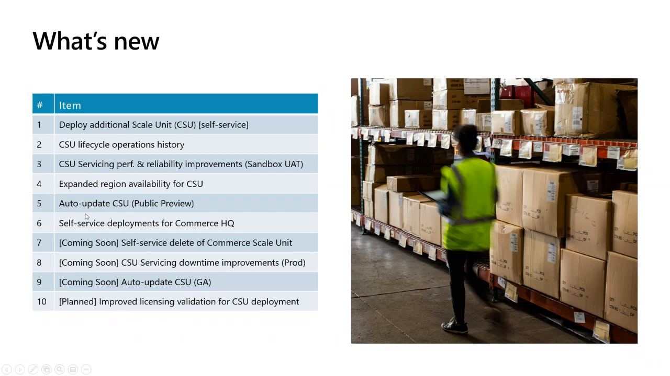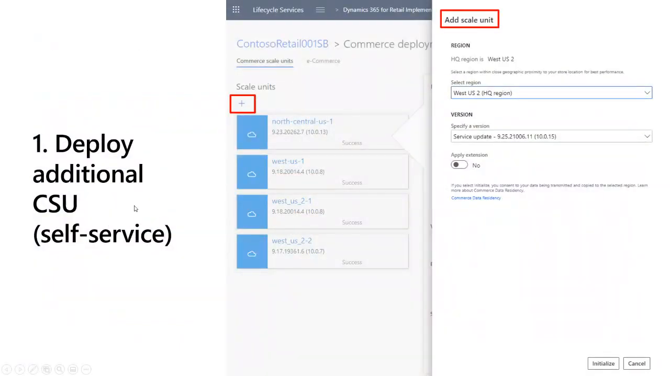Then we'll talk about auto update for CSU, when it's going to be available and what it means for you. We'll also look at self-service deployments for Commerce HQ, which is available and what impact it has on you. And then we'll talk about what capabilities are coming soon in terms of CSU manageability and what things we have in the pipeline in a planned phase. The first thing we're going to look at is deploying additional CSU.